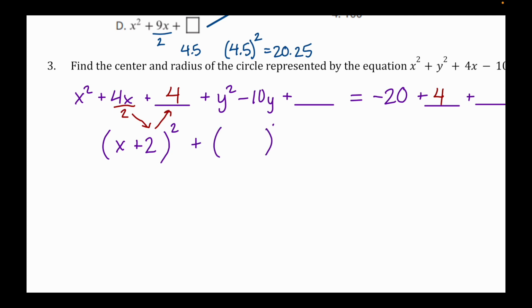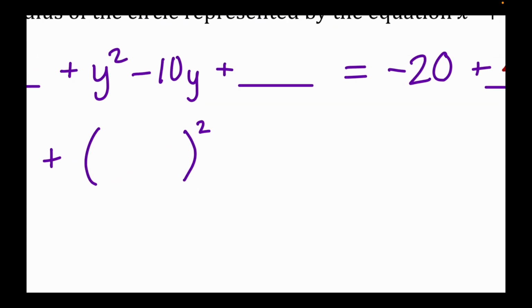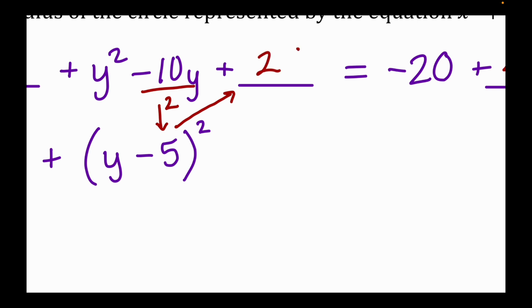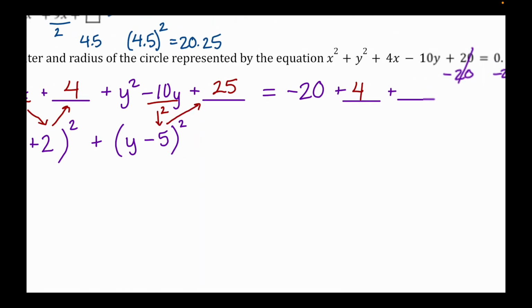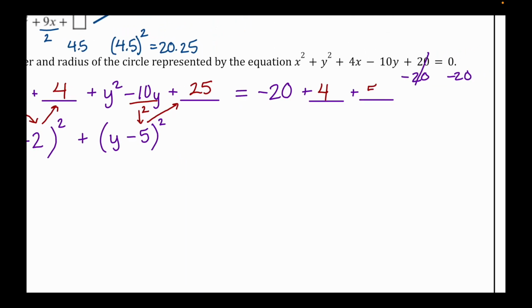So we're going to set up some parentheses, squared. We're going to now look at what we have over here for y, this one, and divide it by 2. That's going to give us this number here, which then we're going to square and put in this blank. So half of negative 10 is negative 5. So this is going to be y minus 5, and 5 squared is 25. So that means on the right-hand side over here, not 5, 25.